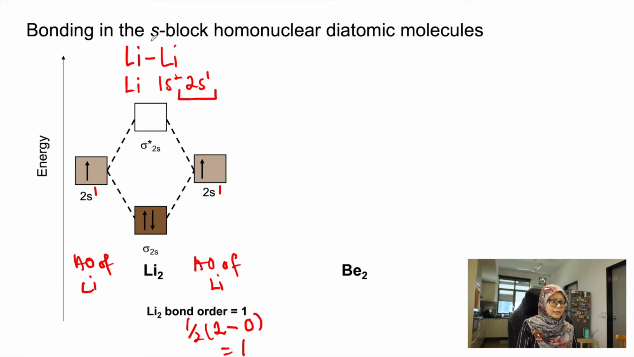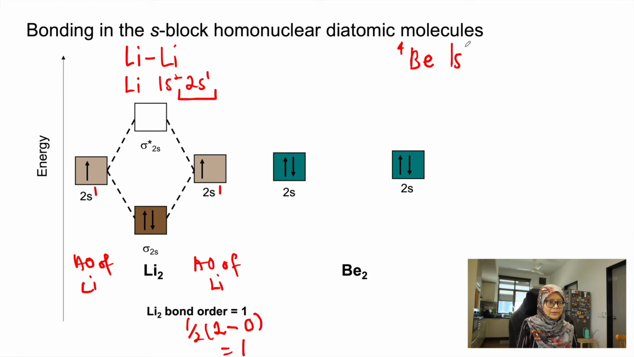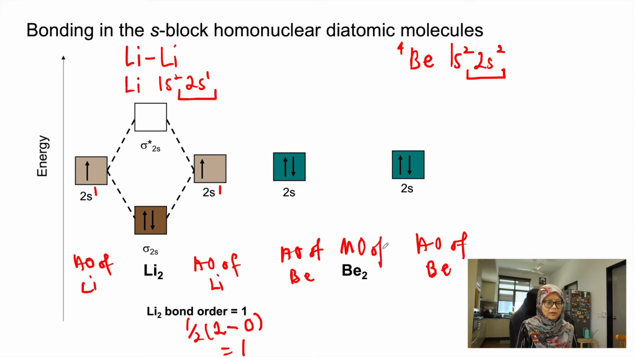Here is the Li2 Lewis structure. What about Be2? Beryllium has proton number 4, so 1s2 2s2, and the valence electrons are located at 2s2. So we have the atomic orbital of beryllium, and this is also the atomic orbital of beryllium, while the one at the center we call the molecular orbital of Be2.